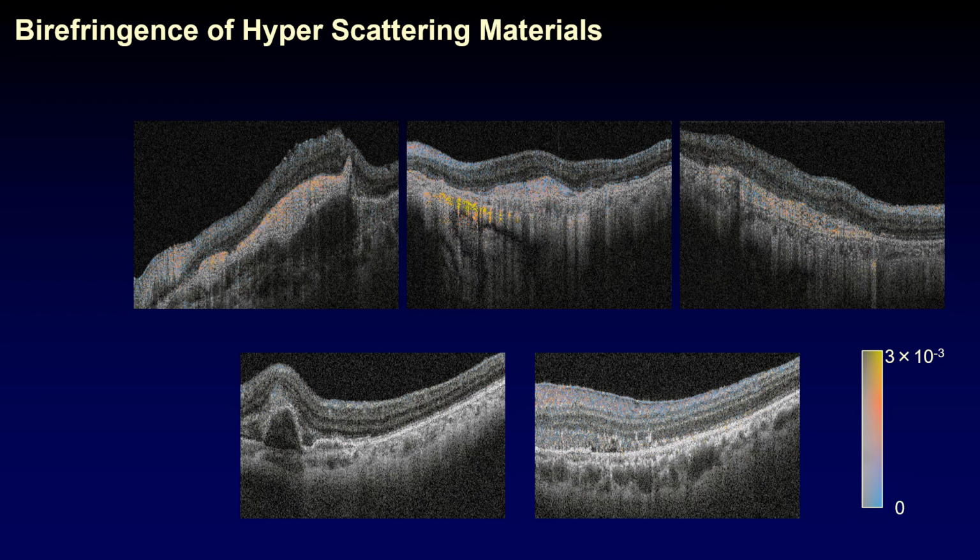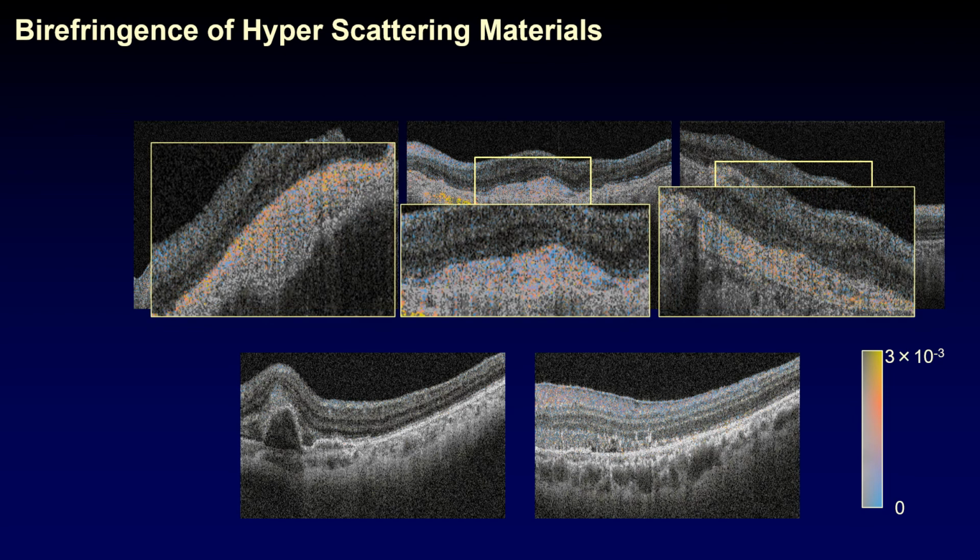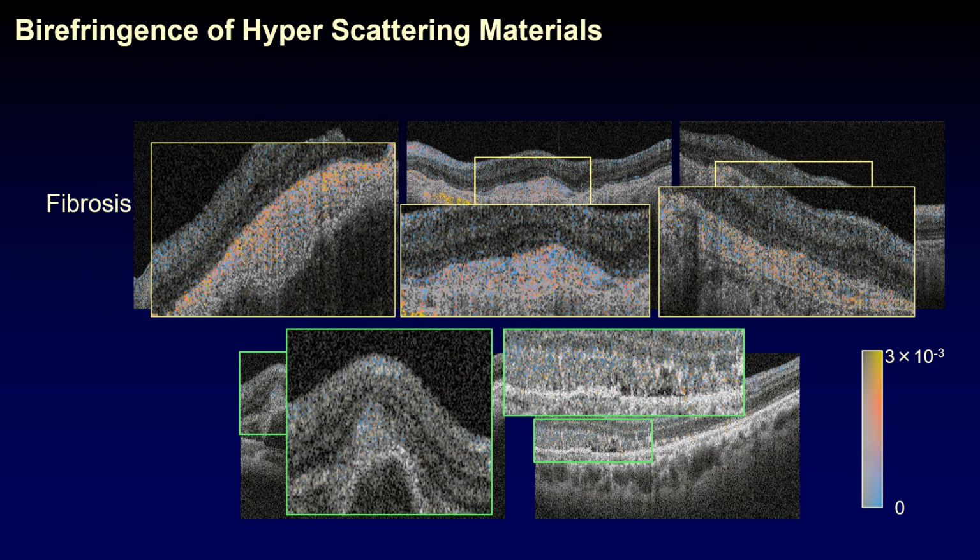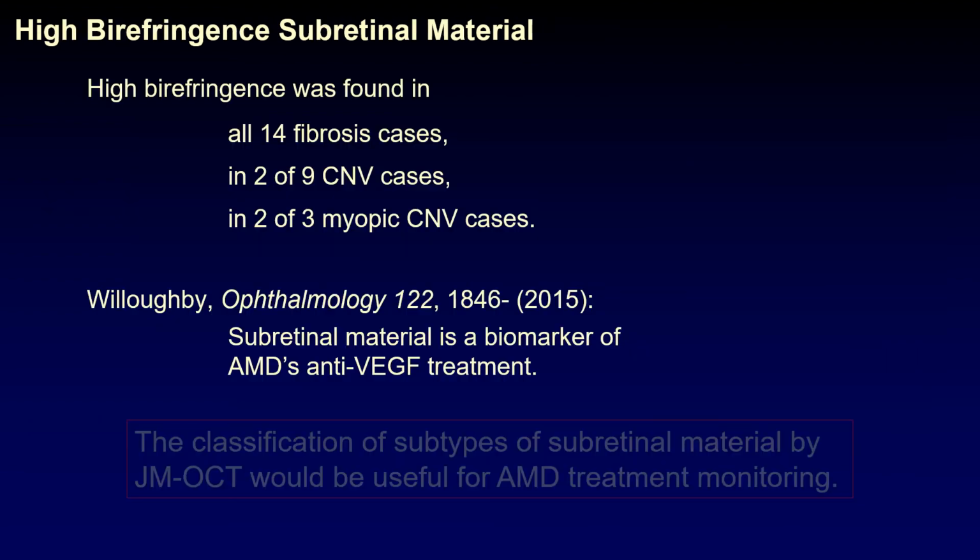Let me summarize the birefringence appearances of hyperscattering materials. In some cases, we see a high birefringence appearance. This might be the indicator of fibrosis. But in some other cases, the hyperscattering material exhibits low birefringence. This might be the indicator of non-fibrotic tissues, such as hemorrhage. The high birefringence appearance of subretinal material was found in all 14 cases of fibrosis and 2 of 9 cases of CNV, and also in 2 of 3 myopic CNV cases.